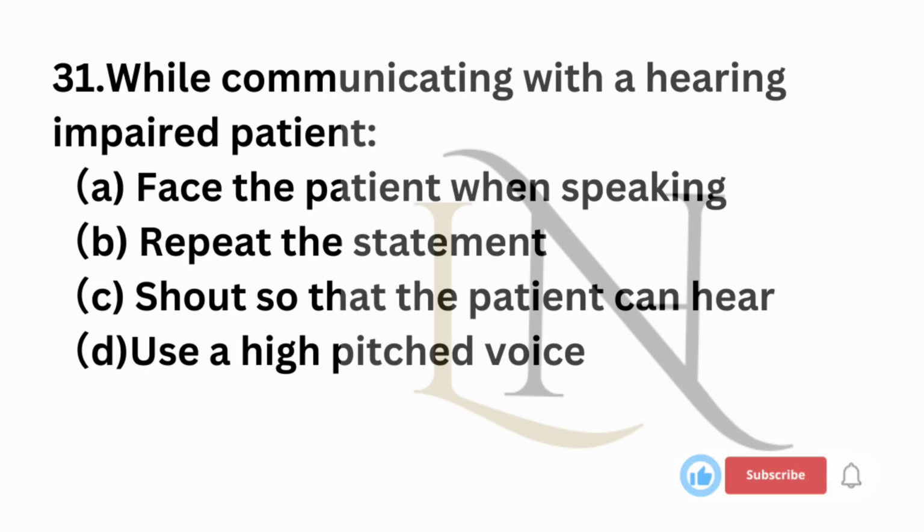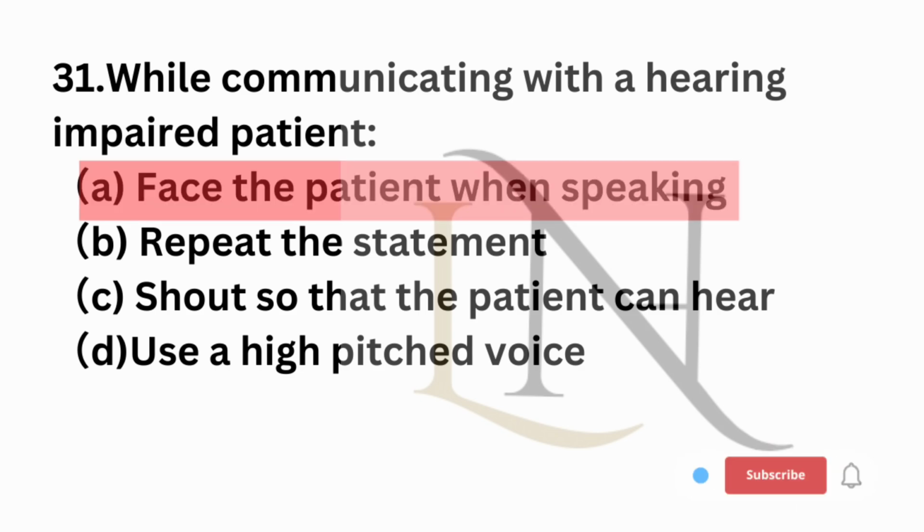While communicating with a hearing impaired patient: option A, face the patient when speaking. Option B, repeat the statement. Option C, shout so that the patient can hear. Option D, use high pitched voice. Correct answer: option A, face the patient when speaking is the correct way to communicate with a hearing impaired patient.